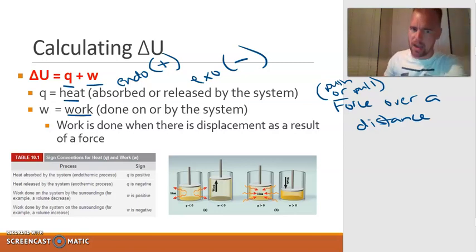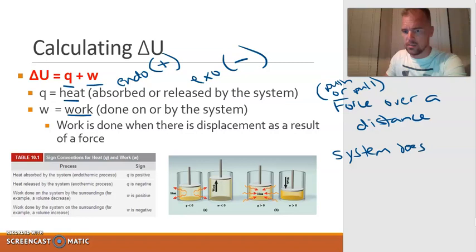Now, how do you know what sign it is? If the system is doing the work, I'm going to write that off to the side, if the system does work, the sign of work is going to be negative.